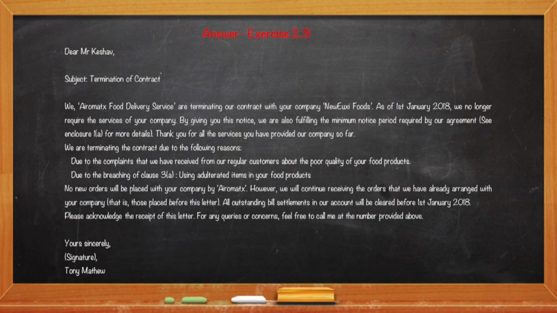No new orders will be placed with your company by Aromatics. However, we will continue receiving the orders that we have already arranged with your company, that is, those placed before this letter. All outstanding bill settlements in our account will be cleared before 1st January 2018. Please acknowledge the receipt of this letter. For any queries or concerns, feel free to call me at the number provided above. Yours sincerely, signature, the name.